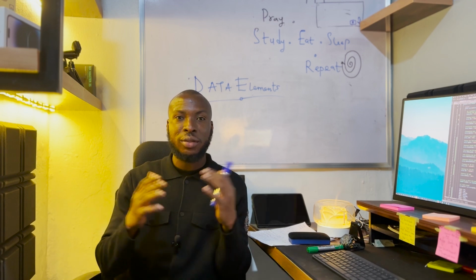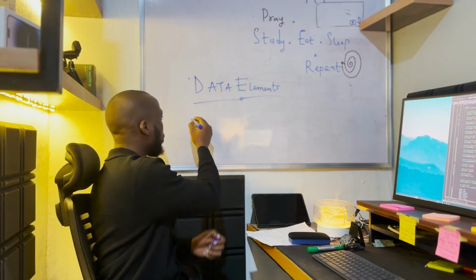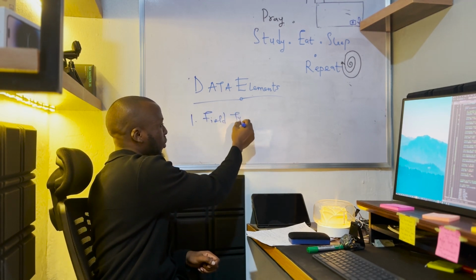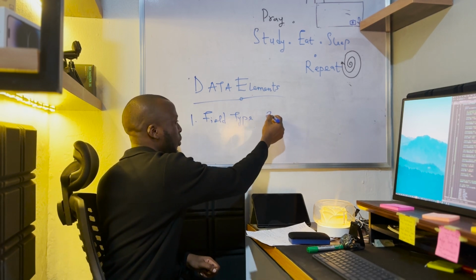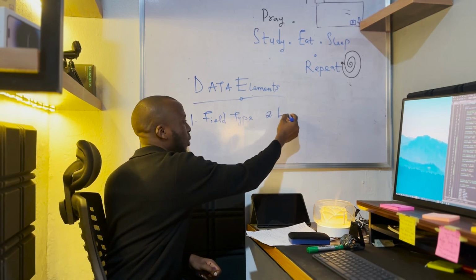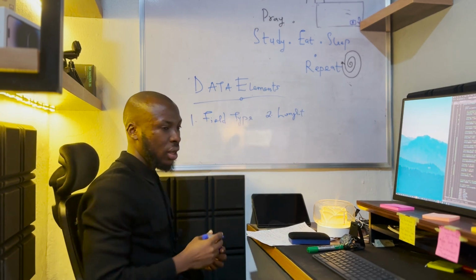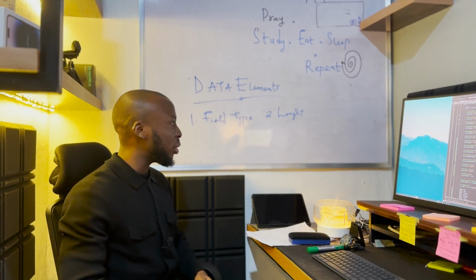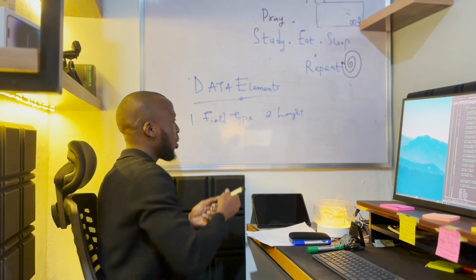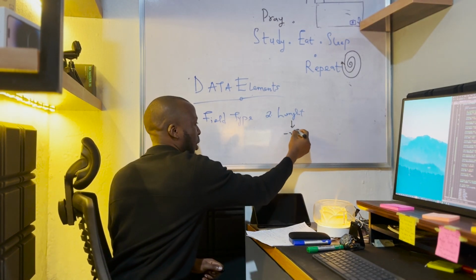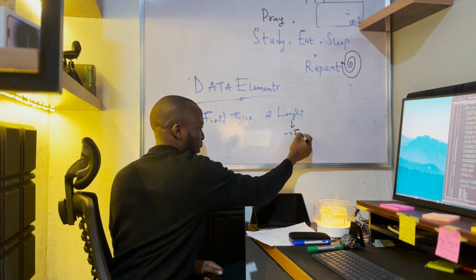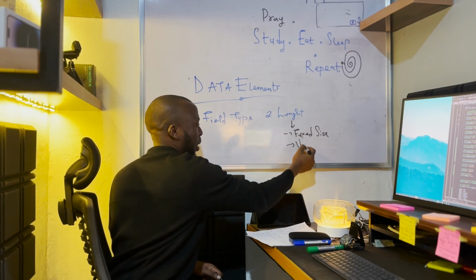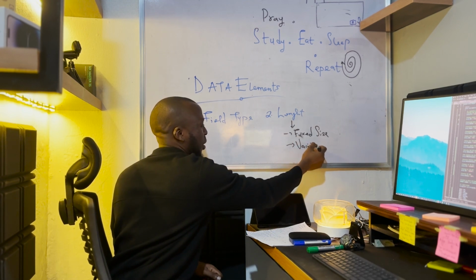Data elements are usually different. They are varying in one, field type, and two, they are varying in length. I think that's the most important category that you can use to categorize your data elements. Basically, what this means is you can have data elements that have fixed size, and you can have data elements that have a varying size.